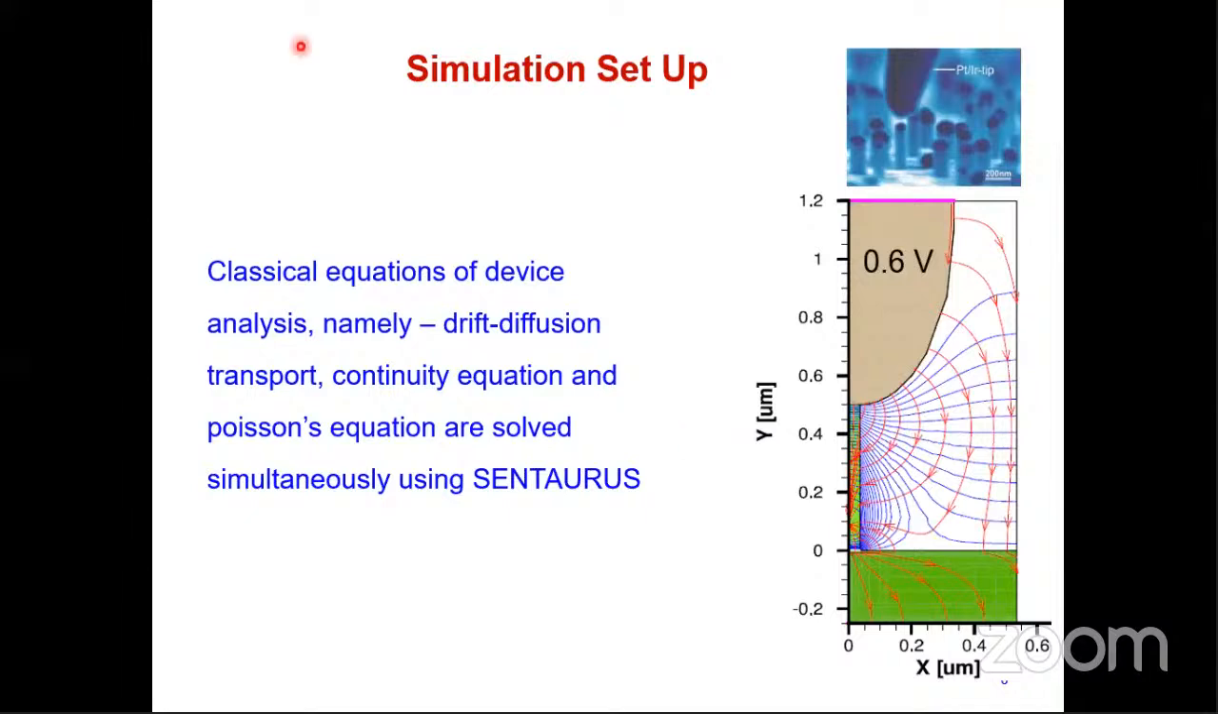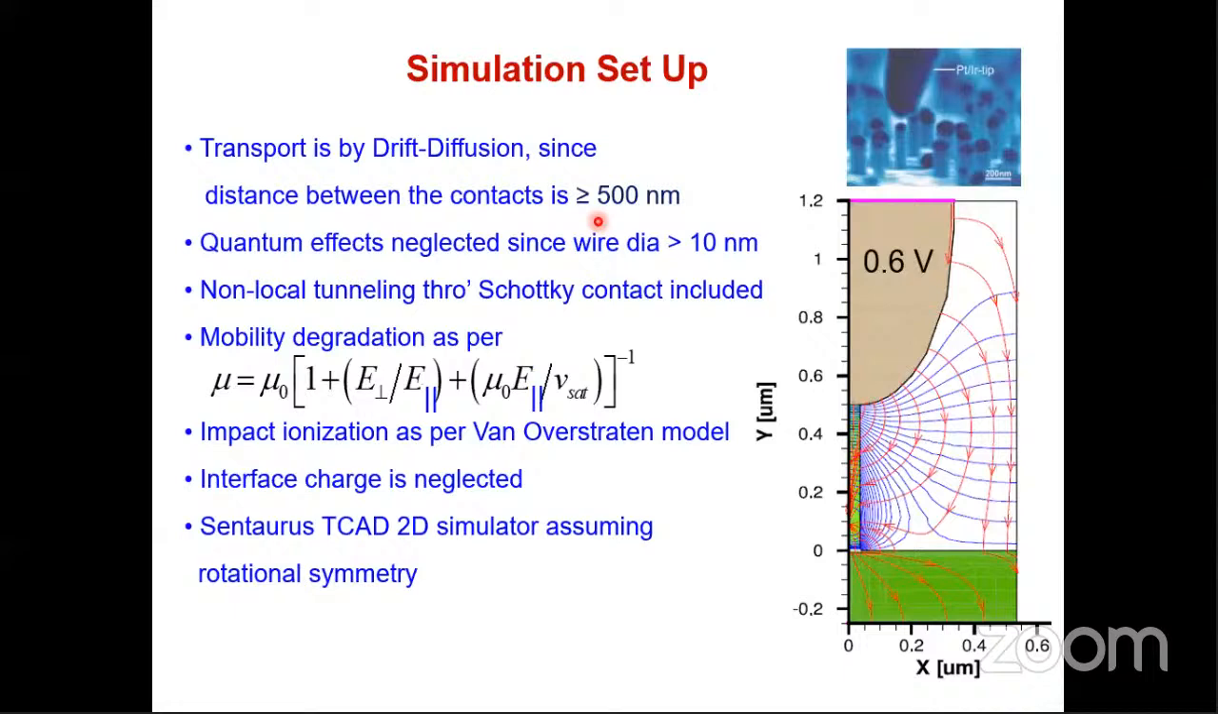Sir, Neeraj Gupta asked why we neglected quantum effects. Anybody else can answer that question, please? Let me go back to that slide. It's greater than 10 nanometer. What is greater than 10 nanometer? Because the distance between the contacts is greater than 500 nanometer. That is correct. For drift diffusion, we use it because the distance is greater than 500 nanometer.